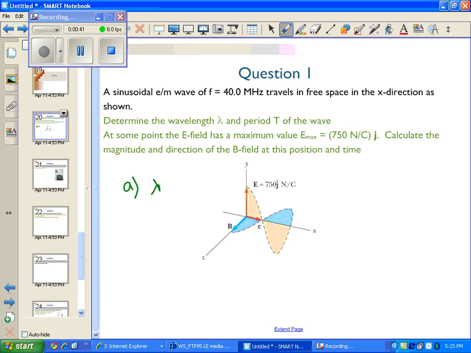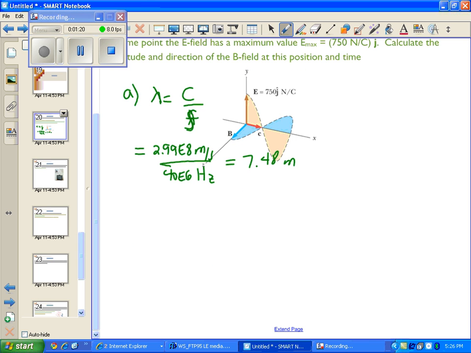We have the wavelength of the wave is going to be given by the speed of light divided by the frequency of the wave, because of course we have the relationship that c is equal to the product of wavelength times frequency. And here, if we take the speed of light as 2.99 e to the 8 meters per second, divide that by the given frequency, 40 e to the 6 hertz, we get 7.48 meters as the wavelength of this light. And hopefully our calculation is correct.